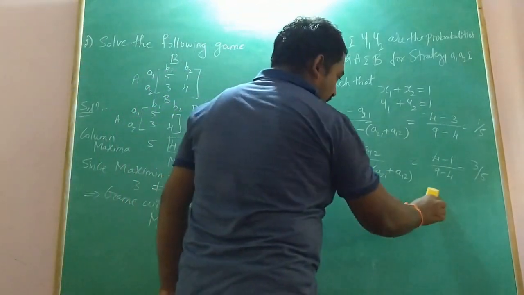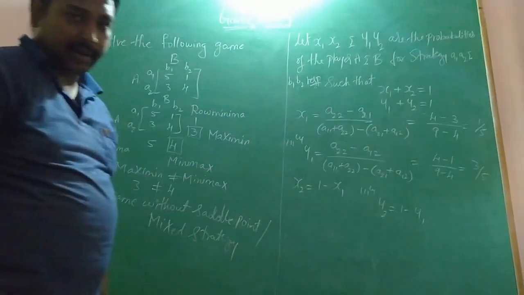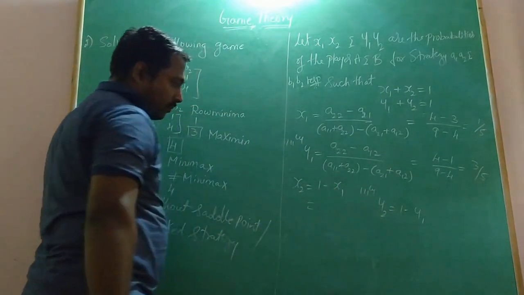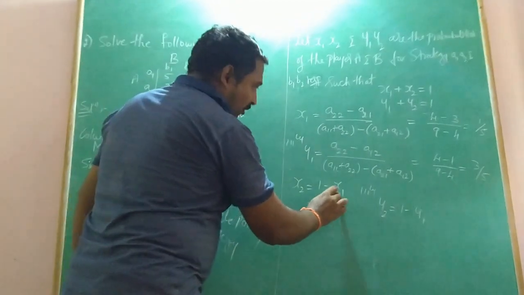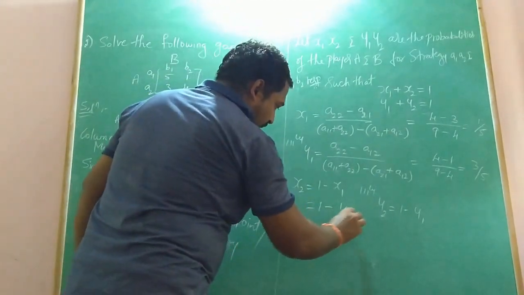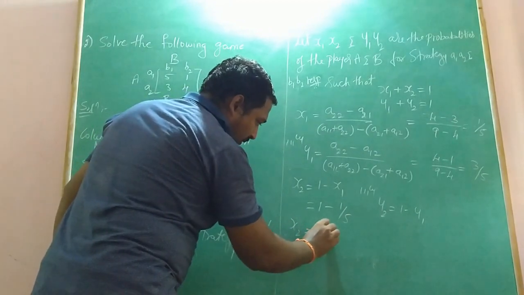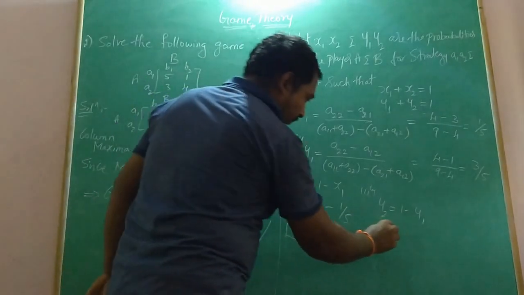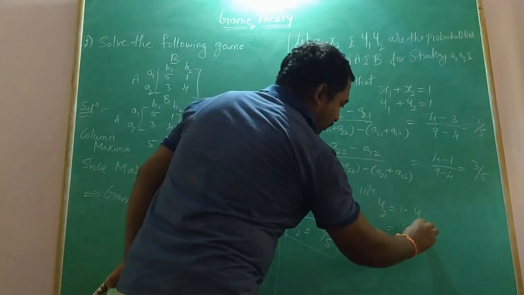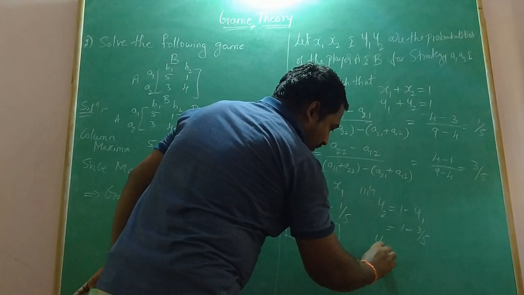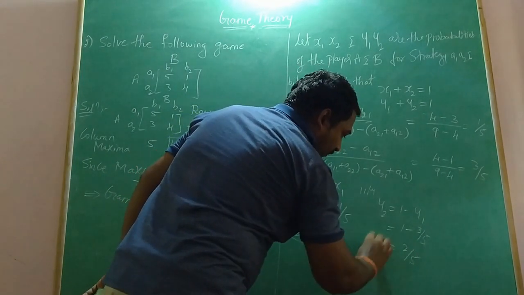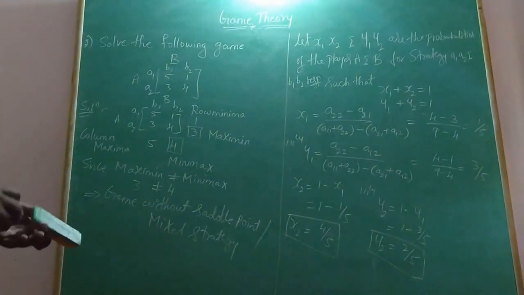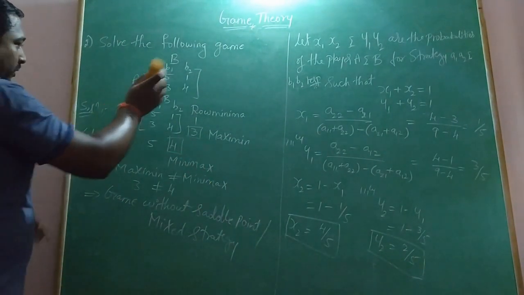Next, you know the values of x1 and y1, so we will calculate x2 and y2. That is, x2 is given by 1 minus x1. You know the value of x1 is 1 by 5. This implies x2 is 4 by 5. Similarly for y2, 1 minus y1, where y1 is 3 by 5. Therefore y2 is 2 by 5. You know all the probability values. Let us find the value of the game.